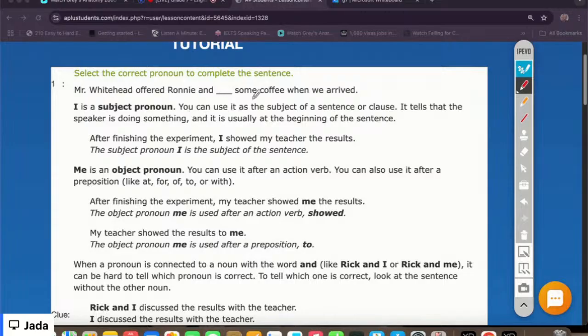Okay, so I is a subject pronoun. You can use it as the subject of a sentence or clause. It tells that the speaker is doing something and it's usually at the beginning. So that is what I is. After finishing the experiment, I showed my teacher the result. So the subject pronoun I is the subject of the sentence.